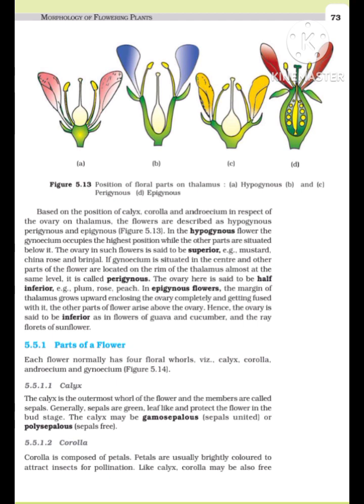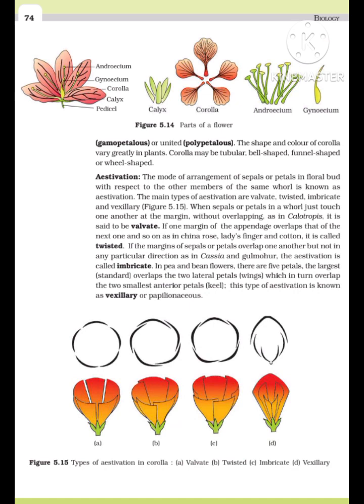5.5.1.2 Corolla. Corolla is composed of petals. Petals are usually brightly colored to attract insects for pollination. Like calyx, corolla may also be gamopetalous, petals united, or polypetalous, petals free. Figure 5.14 Parts of a flower: androecium, gynoecium, corolla, calyx, pedicel.